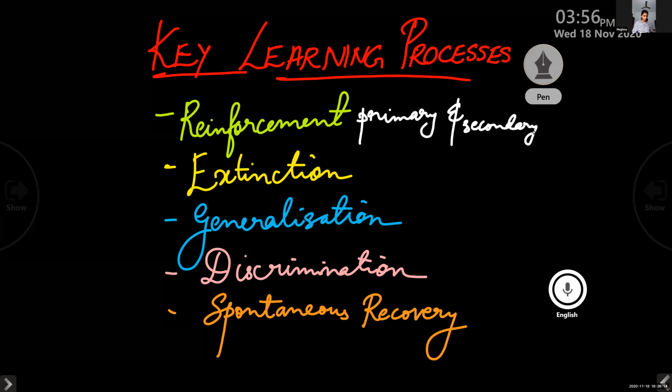Reinforcement is the operation of administering a reinforcer by the experimenter. Reinforcers are stimuli that increase the rate or probability of the responses that precede them.